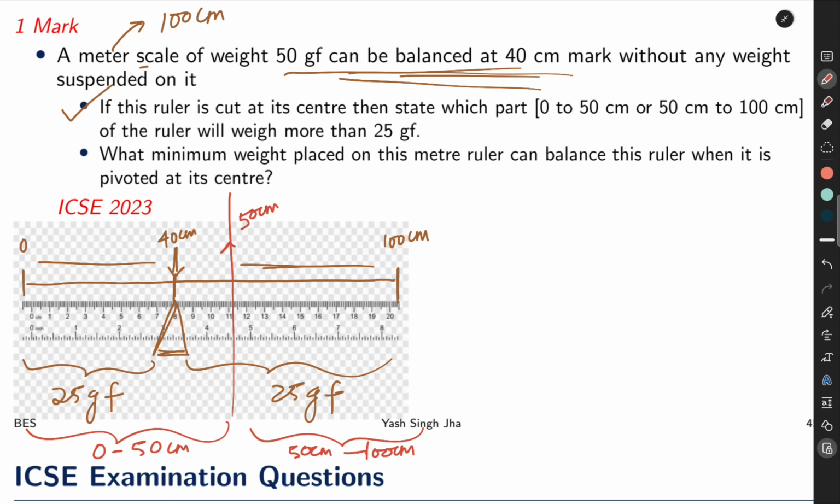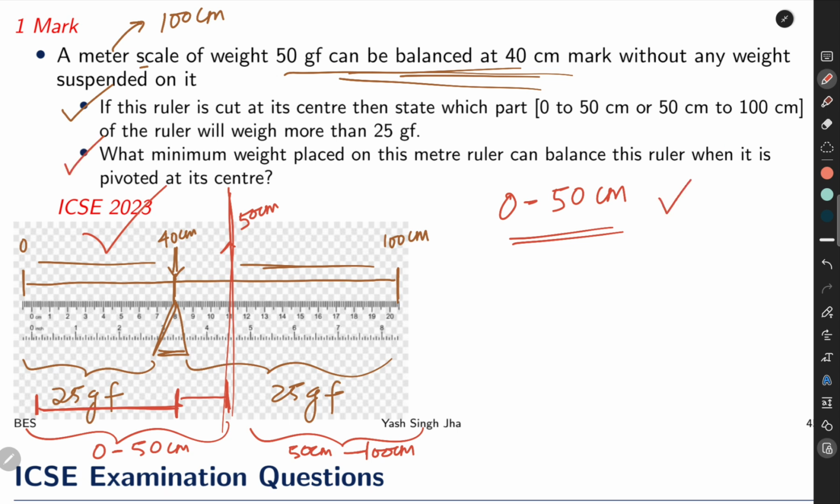Which will weigh more? Yes, you are right. The left part will weigh more because this itself was 25 gf. I am adding weight on it by cutting it at 50 centimeter. So the 0 to 50 centimeter part of the meter scale will weigh more.